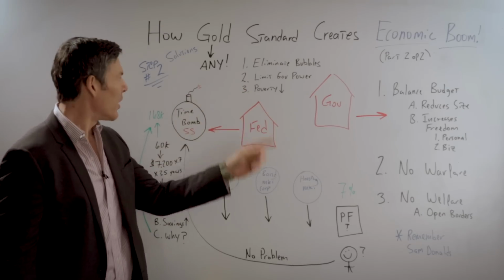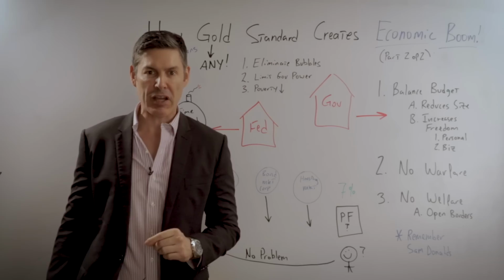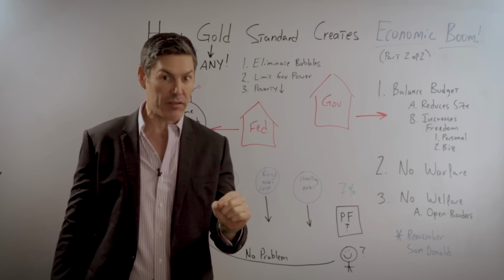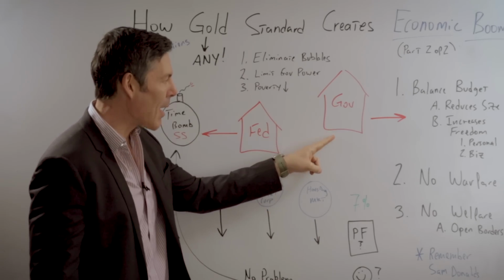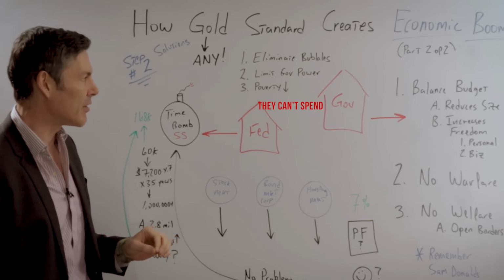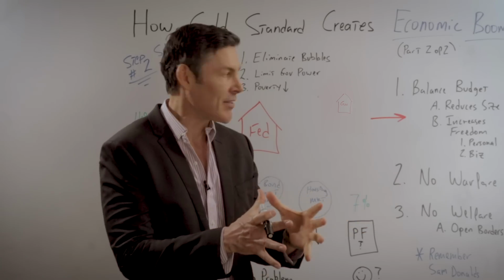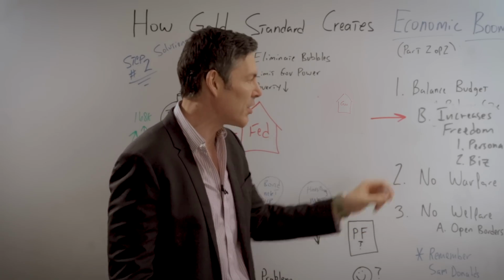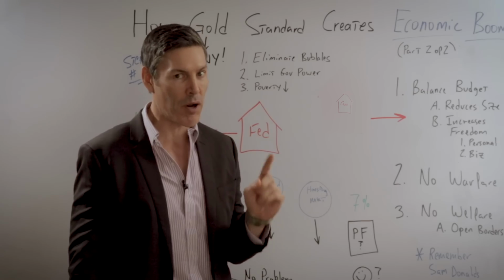Step number 2, even more solutions created by having a fixed currency, which results in healthy deflation. It starts by kneecapping the government so they can't spend like drunken sailors. They have to balance their budget. This is reducing the size of government. It increases personal freedom and business freedom. I want to point that out.